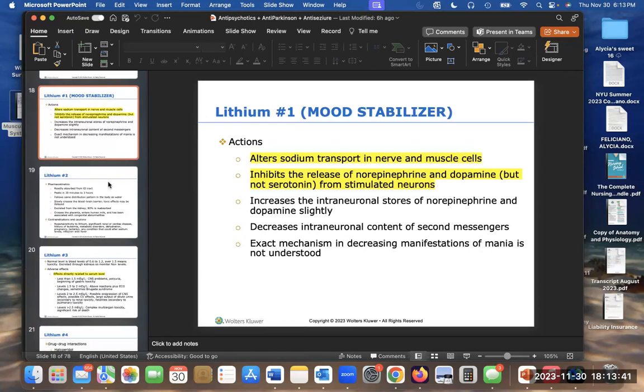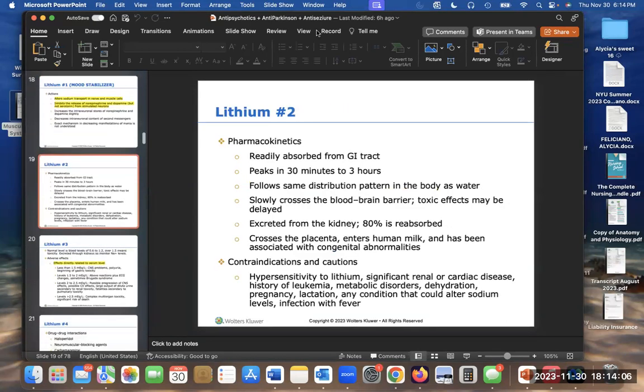Lithium affects sodium transport in the nerves and the muscles. Sodium is an electrolyte that affects the action potential in nerves, or the nerve's ability to work. So if we can lower or alter the sodium, it can help reduce the mania. It inhibits the release of norepinephrine and dopamine to help reduce the episodes of mania. That's what I want you to take away from this.